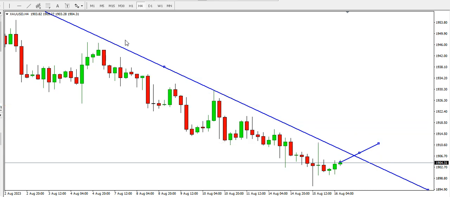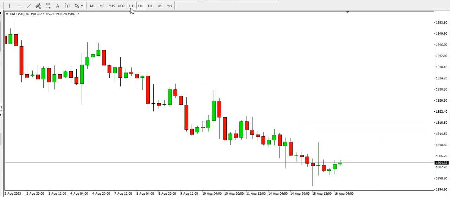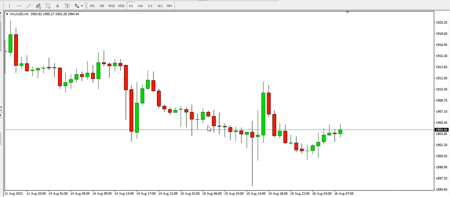That's for the 4-hour time frame. On the 1-hour time frame, the bulls came in at this point, but we can see a sharp reversal. That's an indication that the bears are still in control.